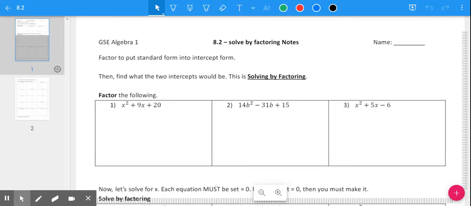8.2, solve by factoring notes. So this one takes what we did in 8.1 and puts it to the next level. So we're actually solving these this time instead of just factoring. So the first three are just a review of what's going on with factoring.